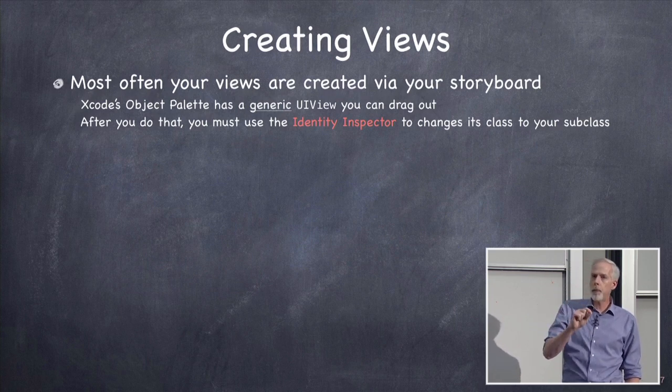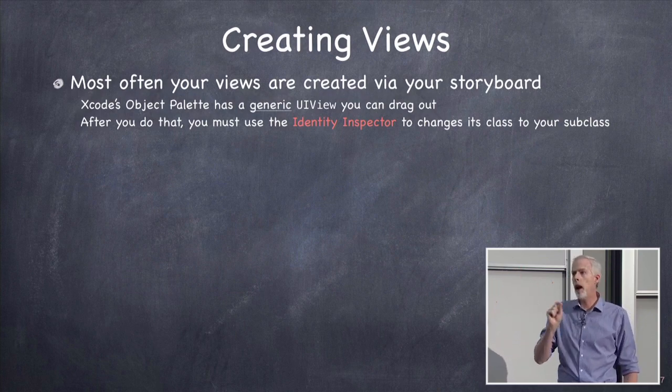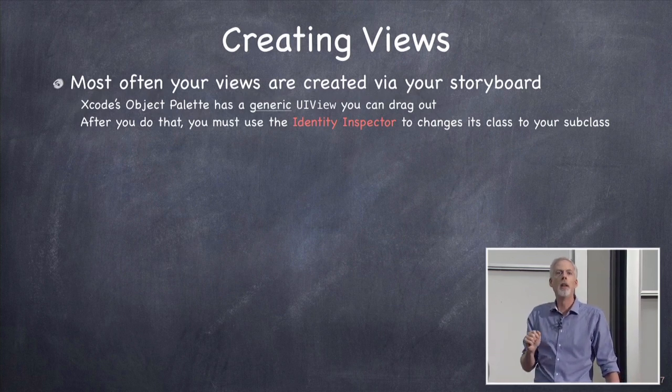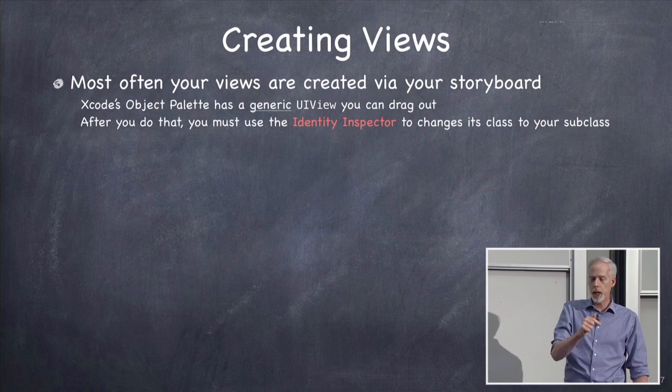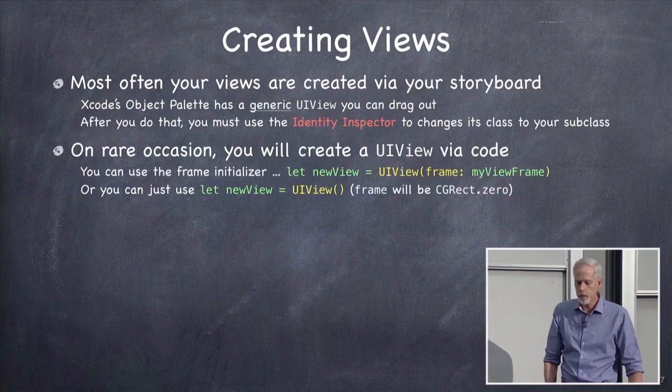But then you're going to inspect it using the top half of the utilities pane on the right. You're going to inspect it and change its class to not be UIView. It's going to be your subclass of UIView, so Paul's view or whatever. Okay? And it's a very important step to remember. When you create a custom view and you drag it into your UI, you have to change its class to be your custom class. And we'll see in the demo how it works.